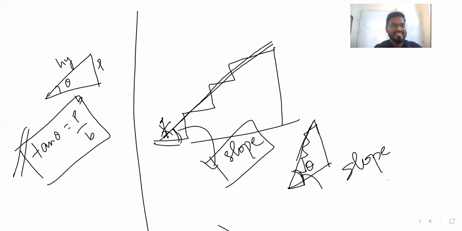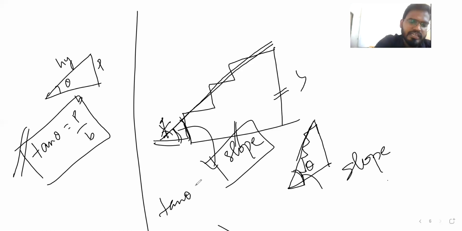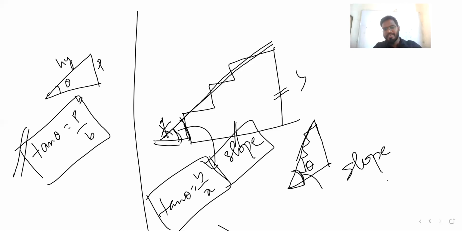Trigonometry, nothing else. What you're supposed to know here: tan theta means what? Perpendicular by base, right? So if you want to find this theta here also, this height by this height, y by x, that also we can say tan theta is equal to y by x, correct? Here also by the same way. Understood till here?